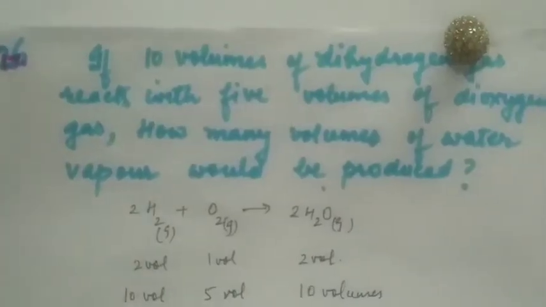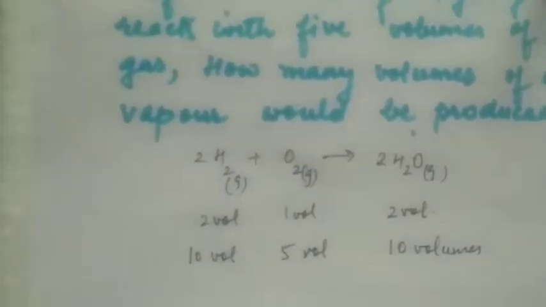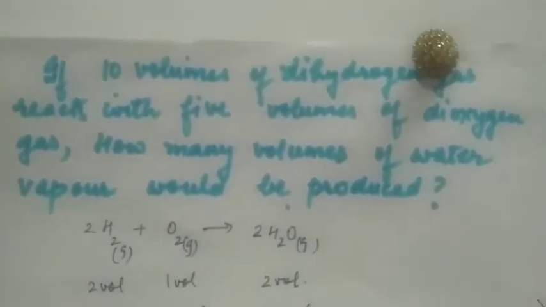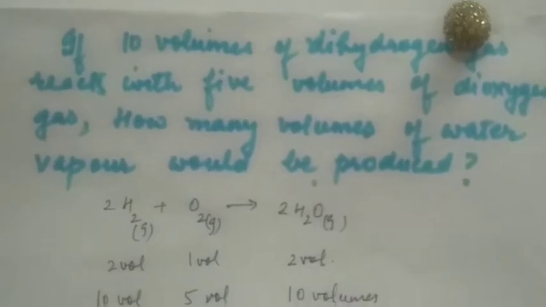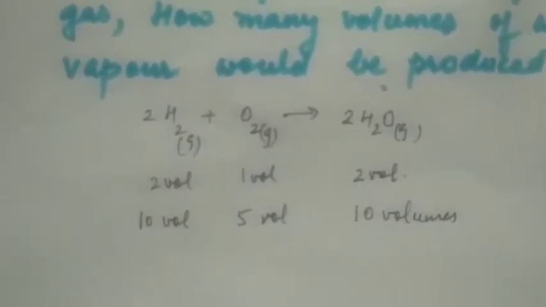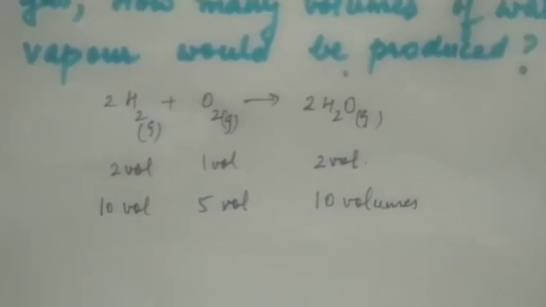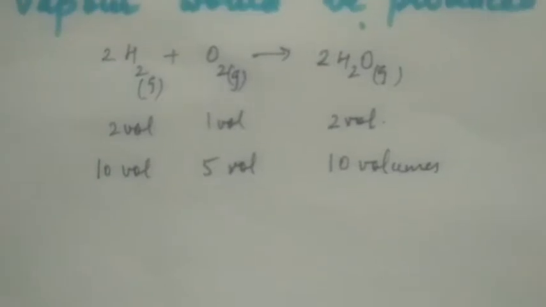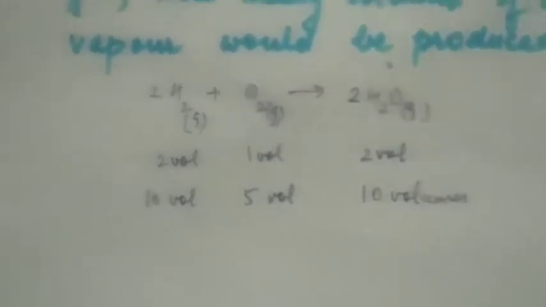10 volumes of dihydrogen gas react with 5 volumes of dioxygen gas. How many volumes of water vapor will be produced? So we write the balanced chemical equation. 2 moles of hydrogen plus 1 mole of oxygen forms 2 moles of water. So when 10 moles will react, that is 10 volumes.